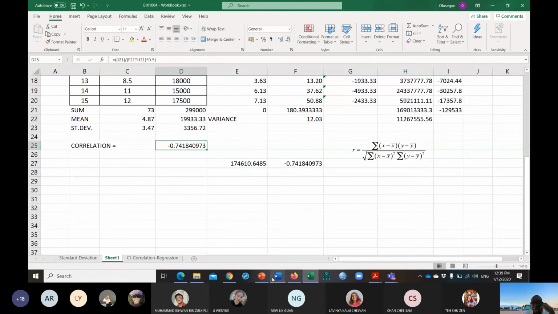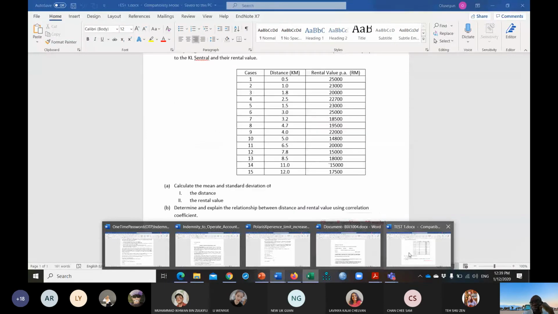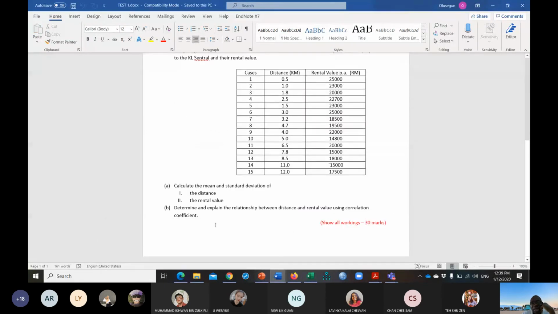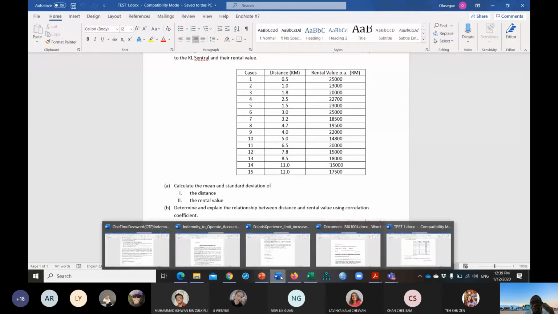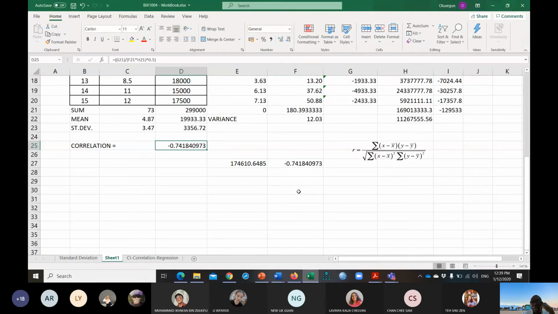How was the question asked? Were you asked to explain? Let me see the question. Determine and explain the relationship between the distance and rental value using correlation coefficient. Okay. So we have determined the correlation to be negative 0.74. So this correlation is an inverse relationship, it is negative. Is it weak or strong?